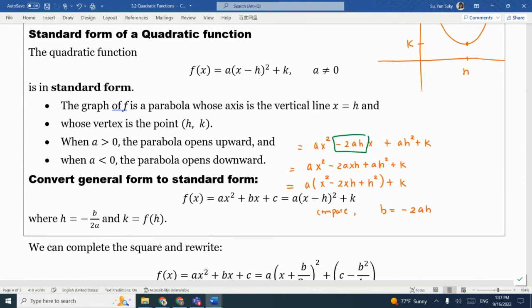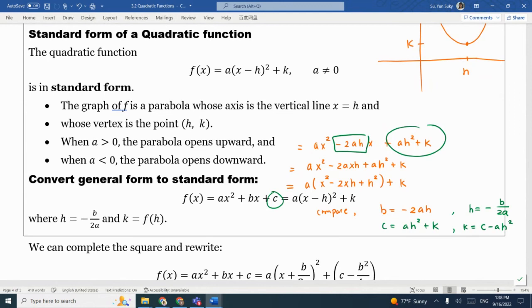And then how about the constant term? The constant term is c. So c equals ah squared plus k. Yes? So from this, we can solve for h. H is both sides divided by negative 2a. We get h is b over negative 2a. And we solve for k. K is c minus ah squared.